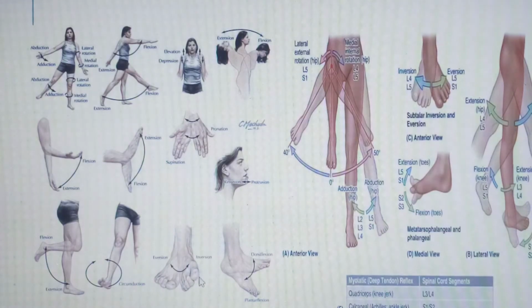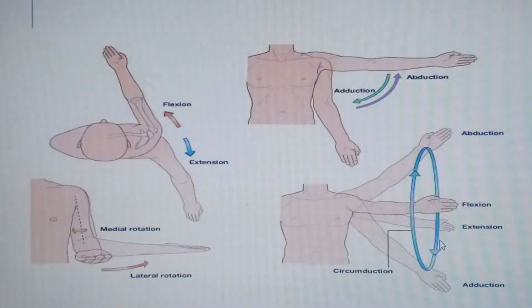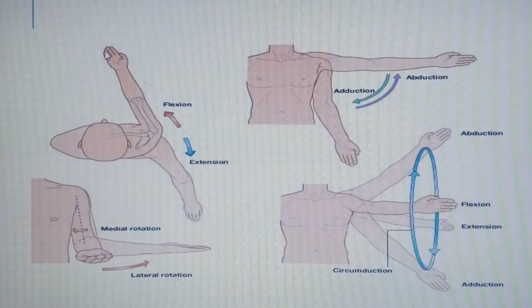Now there's eversion and inversion. For inversion, the medial aspect of the foot is raised and it turns inwards, and for eversion, the lateral aspect is raised and it turns outwards or externally. The same way for the foot, we can have the flexion of the foot, which we call plantar flexion, and extension of the foot known as dorsiflexion. So these are some bits that you have to know. With flexion, you are decreasing the angle. With extension, you are increasing the angle.